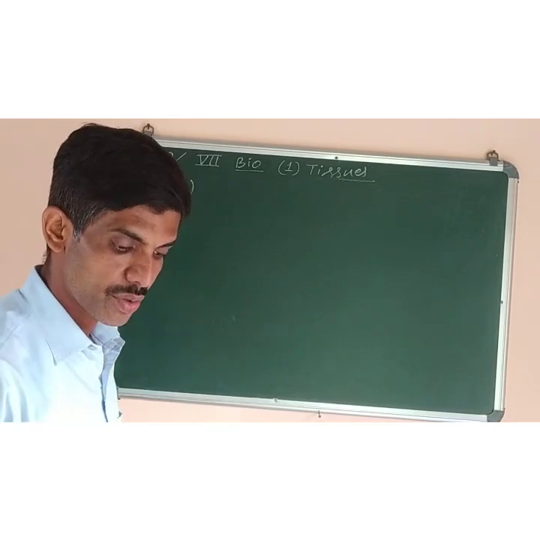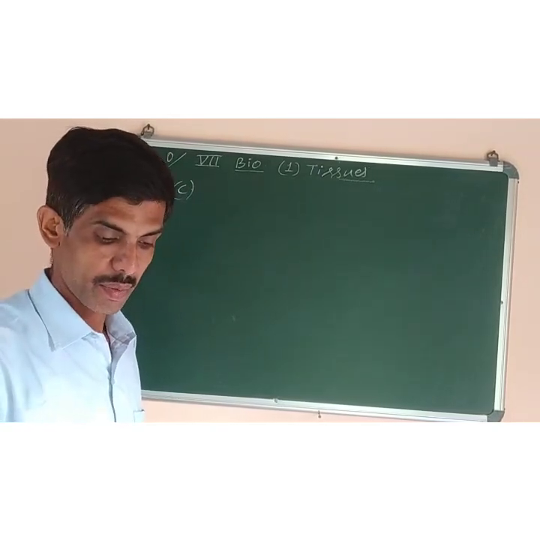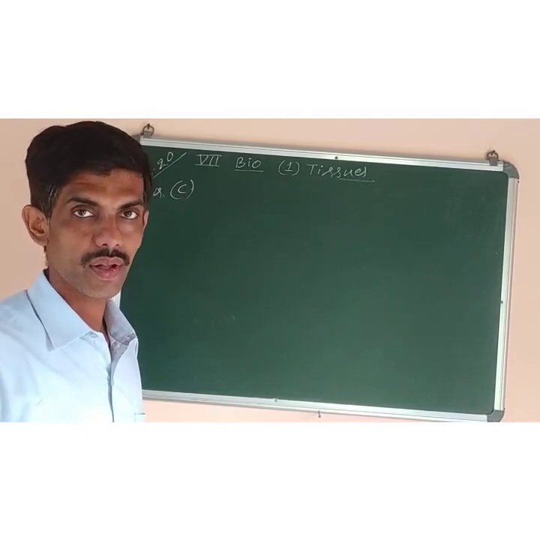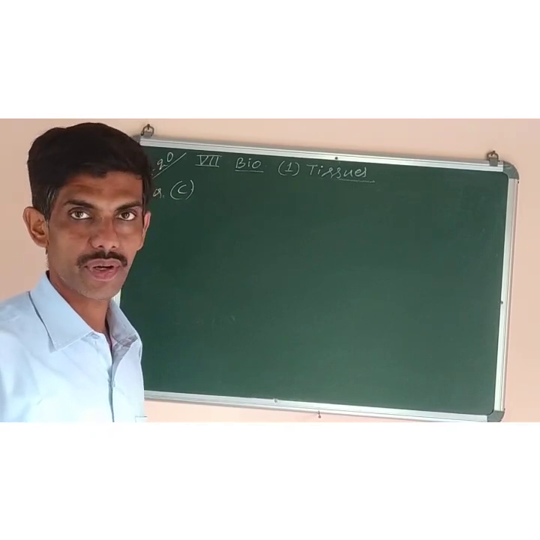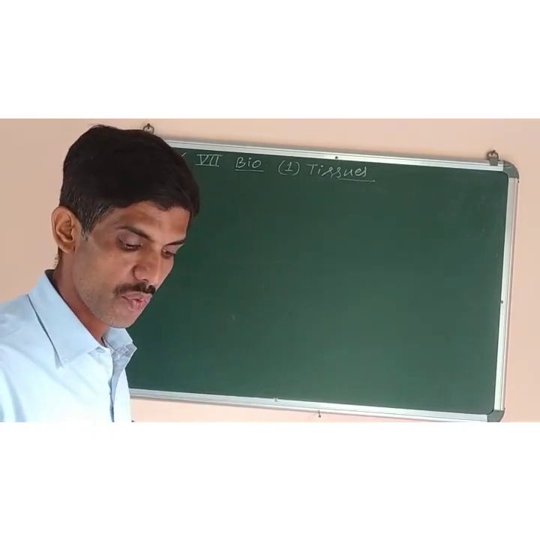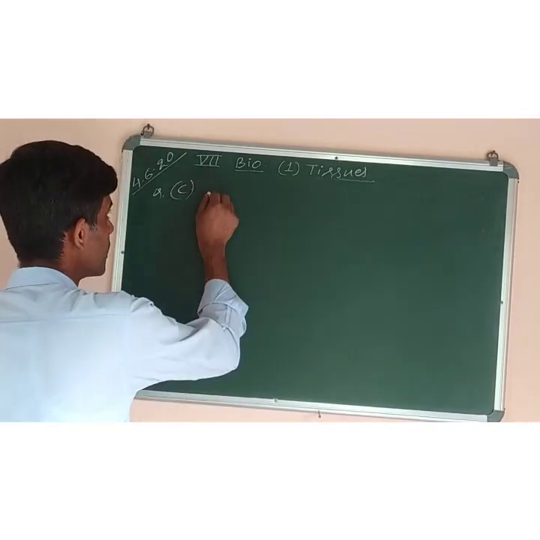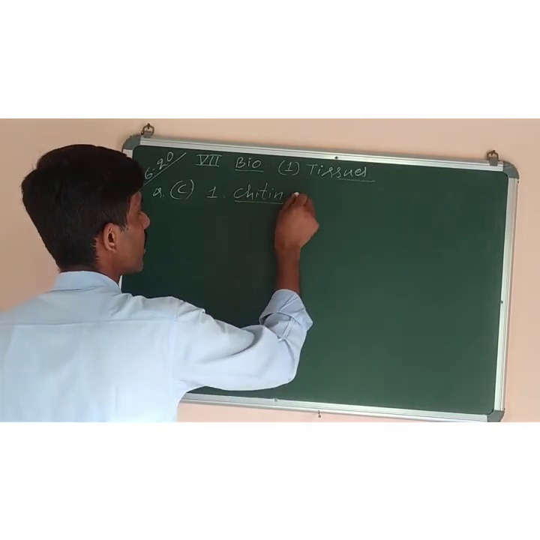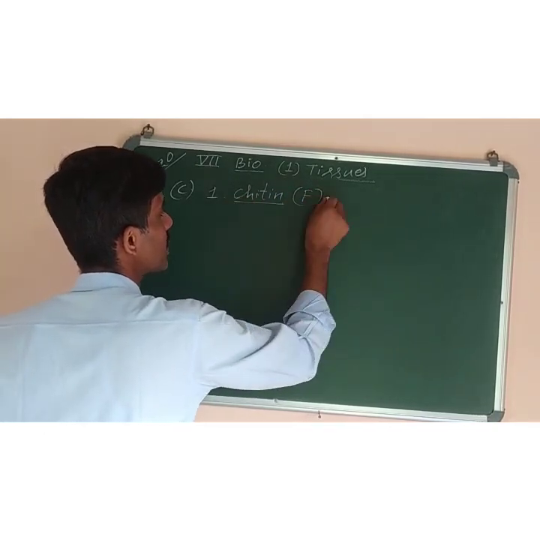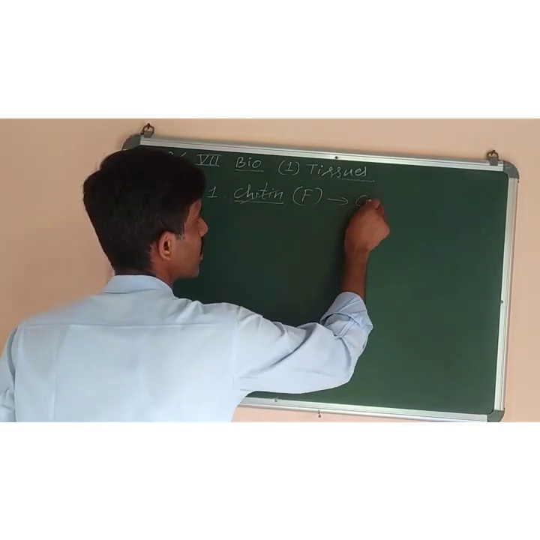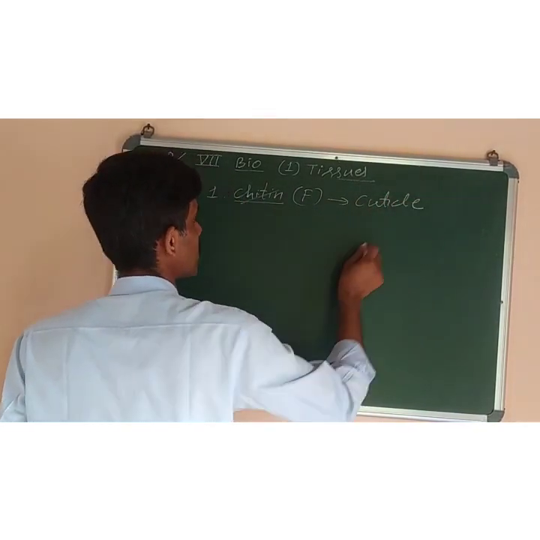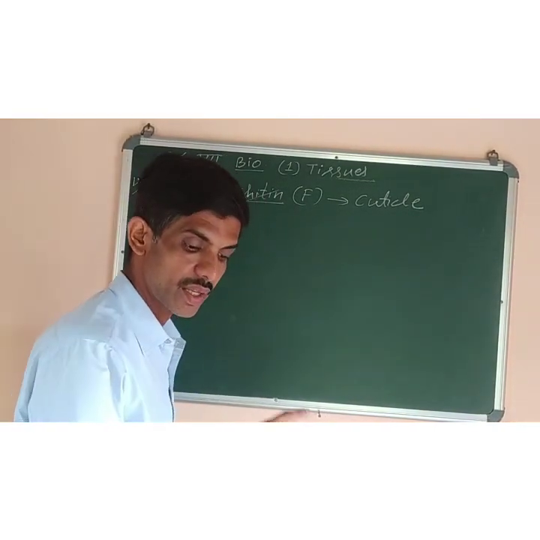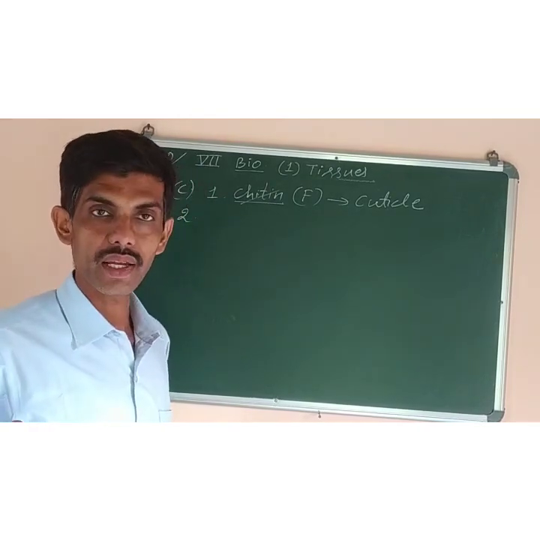The question is write true or false and correct the false statements by changing the first word or the last word only. The condition is there, you have to make the false statements correct, but you can change only the first or last word. So first question is chitin is the waxy coating secreted by the leaf epidermis. Chitin. So it is false. You have to remove this chitin. Instead of chitin, you have to write cuticle. So your answer should be cuticle is the waxy coating secreted by leaf epidermis.